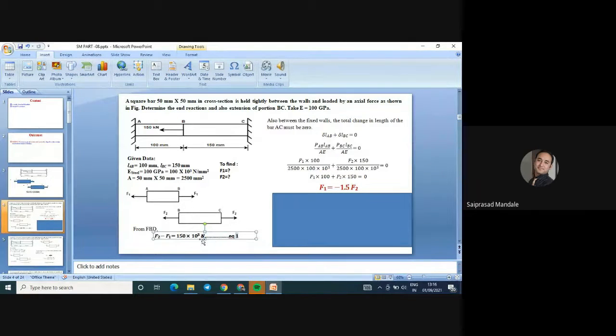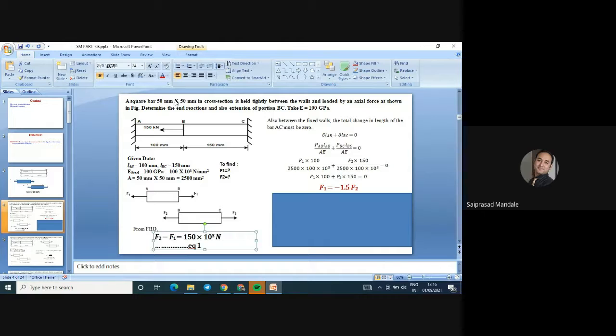Equation number 1, which we have derived, is F2 minus F1 equal to 150 kilonewton, and F1 is equal to minus 1.5 F2. Can you give me the value of F1 and F2? I am waiting for your answers. What you have to do is replace F1 with minus 1.5 F2 over here.